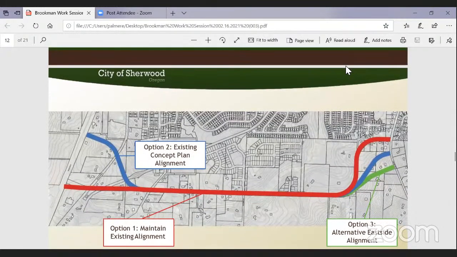So moving on to the alignments that we looked at, option 1 in red maintains the current existing alignment. Option 2 in blue shows the old concept plan where Brookman shifts to the north. And then our third option in green is an option that we looked at on the east side of Brookman that would help alleviate that curve and have a better alignment with Ladd Hill Road.